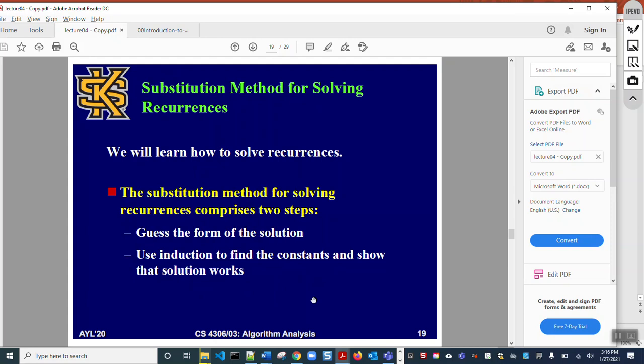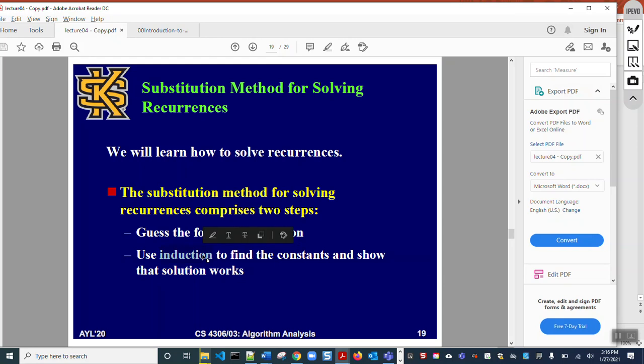Okay, so using substitution for solving recurrences, the substitution method is comprised of two steps. Number one, guess the solution. Guess the form of the solution, whatever your solution will be, and use induction. Okay, induction is a process.